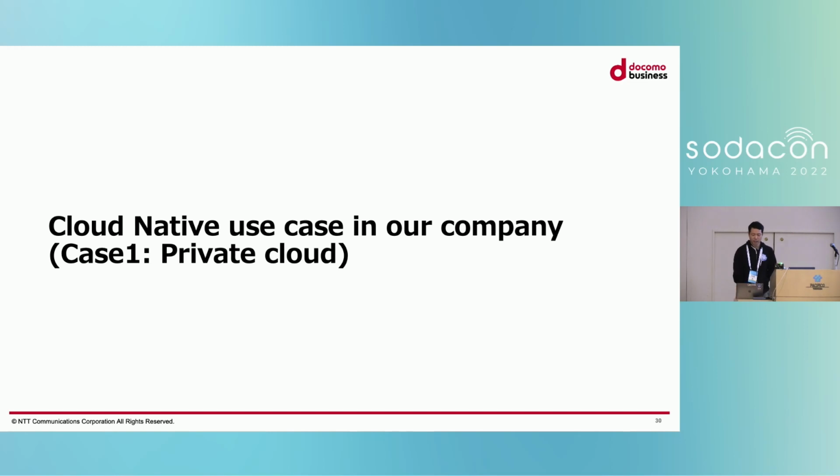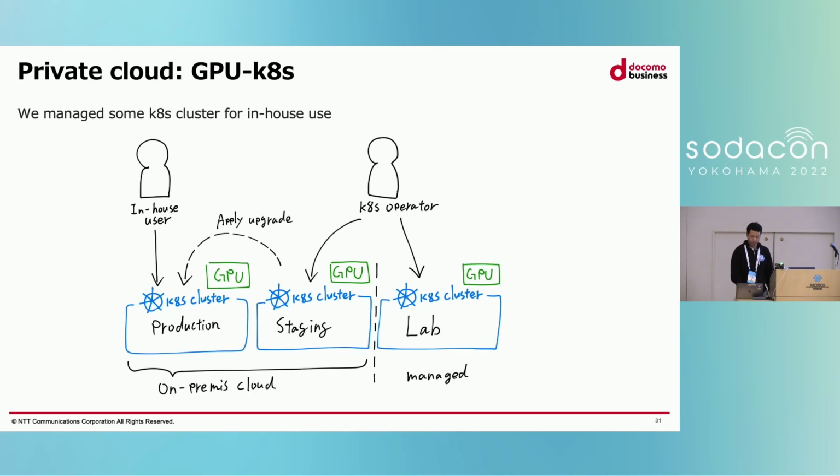Next, we will introduce the use case of each cloud. Let's start with our private cloud environment. My team provides container-based GPU infrastructure for in-house engineers. The cluster has three environments: production environment, staging environment, and lab environment. With the first two built by Adam, the lab uses Azure AKS.